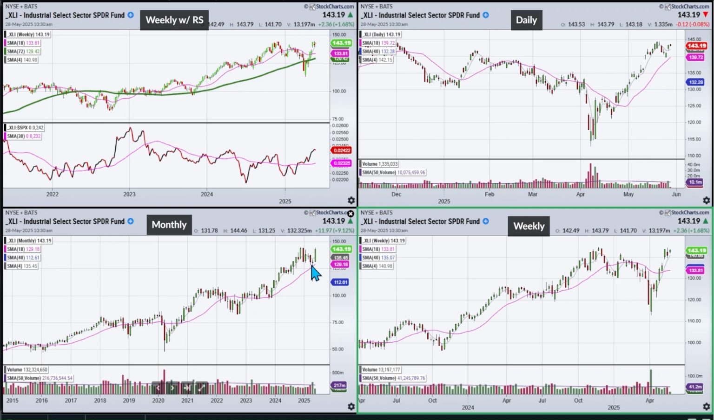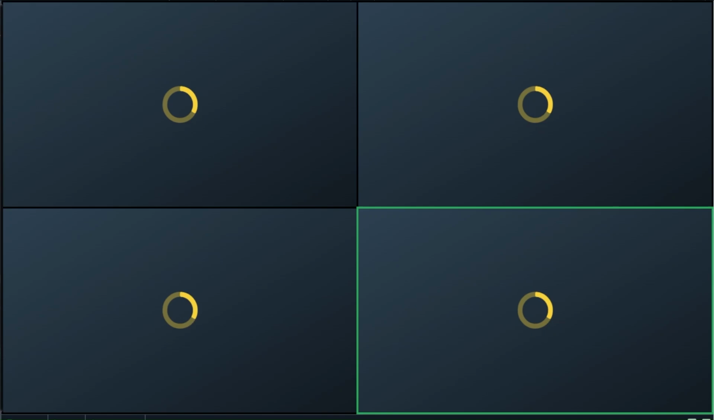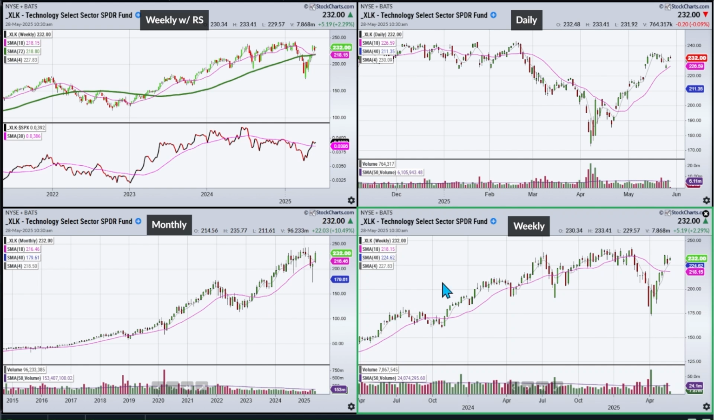It did get below it, but by the end of the month got back up. So the slope of the 18-month is still rising. Now you can see we're a little stretched away from the 18-week. So any kind of a pullback or something like that, I think would look really attractive.